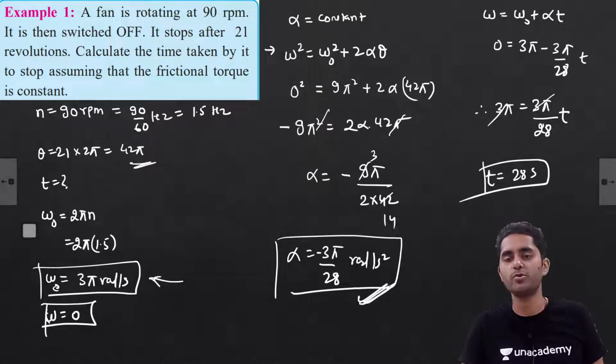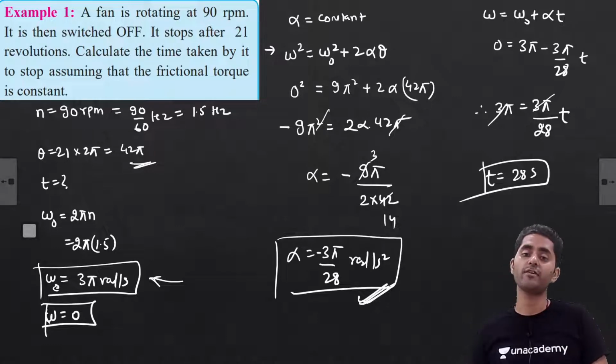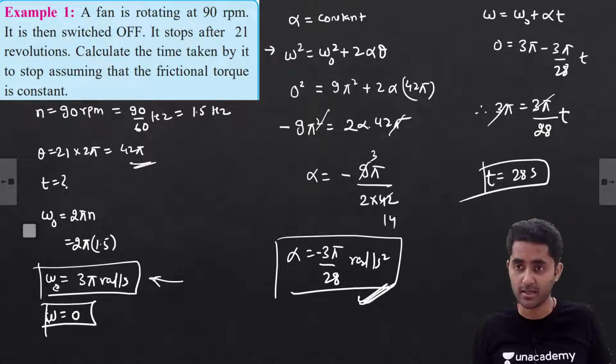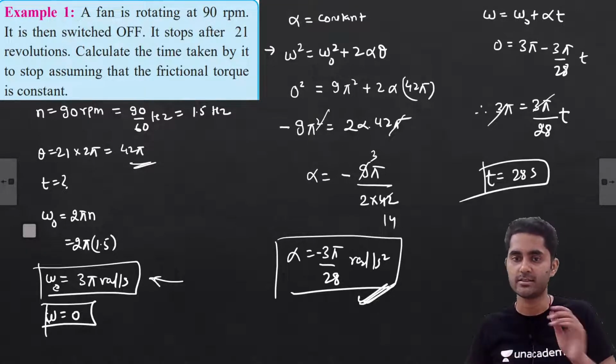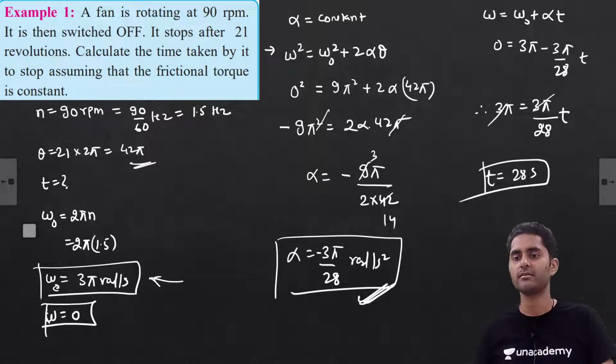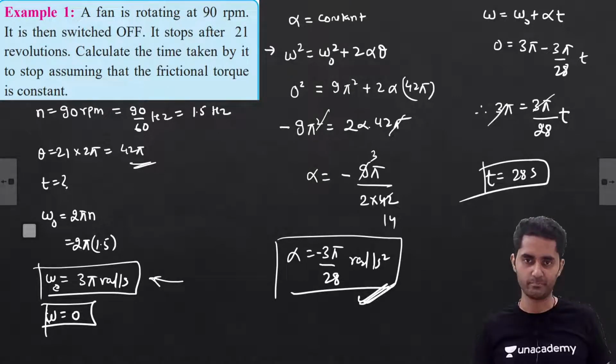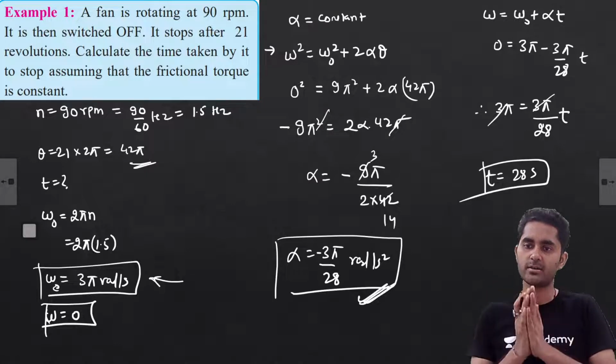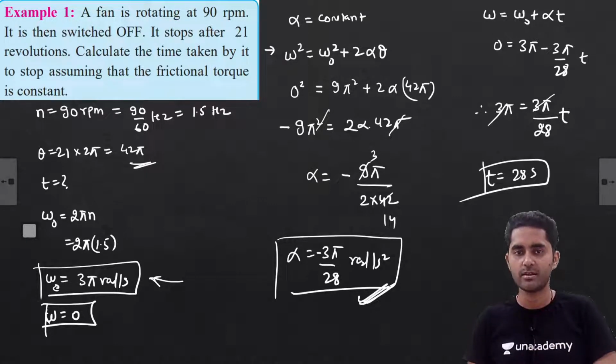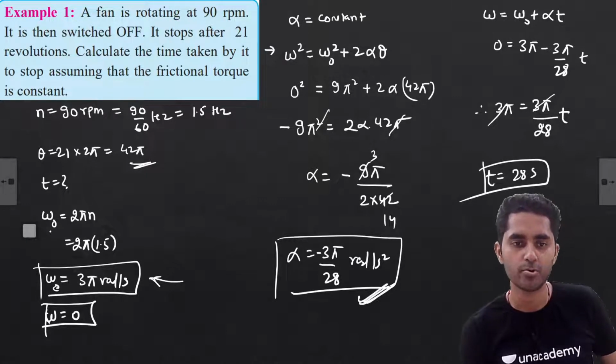In this method you have to use two equations, but with the fourth equation that we used in the previous method, you can just directly get the answer. So that is all about the kinematical equations that we have in circular motion.